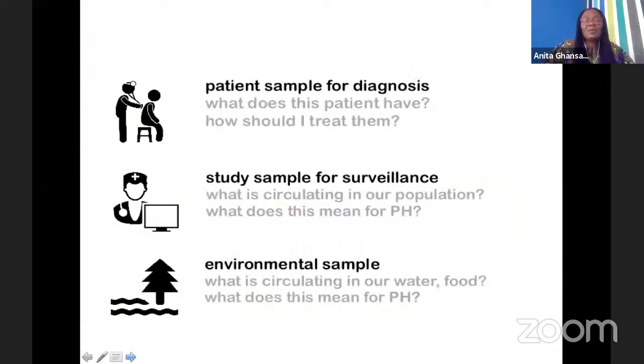So what are some of the questions that we ask in public health? We take samples from patients for diagnosis. We want to know what the patient has and how the patient can be treated. We study samples for surveillance. So what is circulating in the population and what does it mean for public health? And then we also take environmental samples to know what is circulating in our water bodies or water that we drink, food, and what this means to public health.